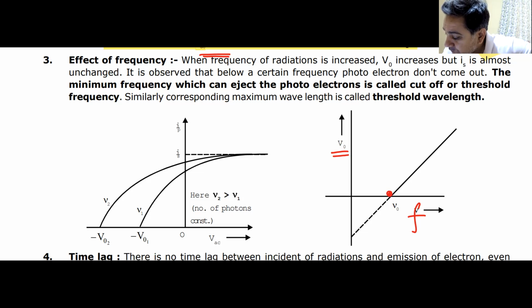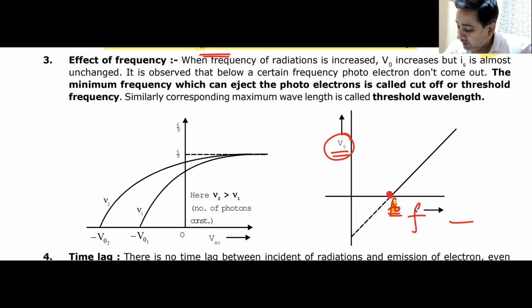If the frequency is less than f naught, nothing will happen. If I make the frequency more and more, more energy will fall. If more energy is falling, electrons will be going out with more energy. If electrons are going out with more energy, I will require more energy to stop them. And that is why the graph is a straight line. Do we understand this?